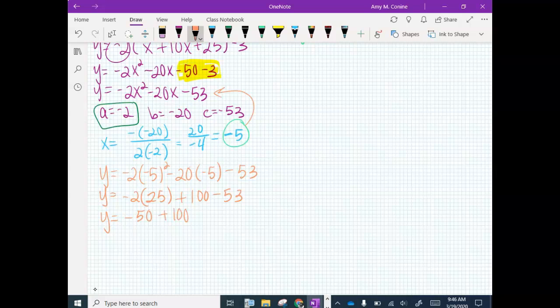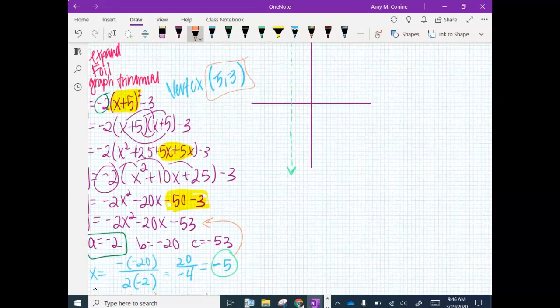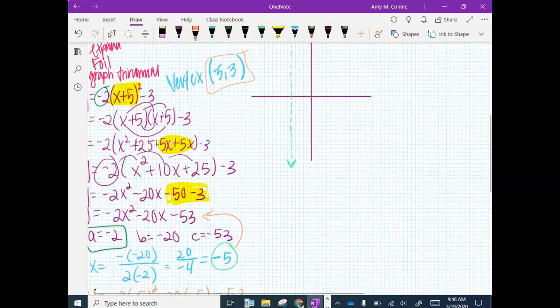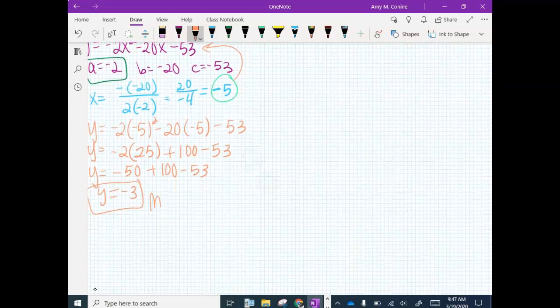So they are big numbers, but once you're done with it, you should get y equals negative 3, which is what we want because our vertex is negative 5, negative 3, which is exactly what we're looking for. So I'm going to go down here. Okay, so that's where my vertex is. And just in case you're curious, it is a max at that point.